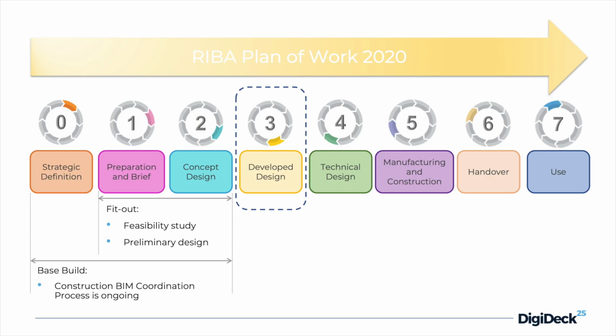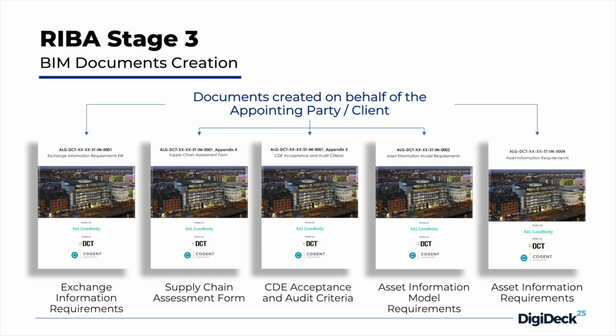RIBA stage 3. We are starting with the design stage of the project. The first thing that we are doing, we are developing the BIM documents on behalf of the client. The EIR, where we are listing the client requirements, what is expected to be delivered at the end of the design and construction stage of the project.